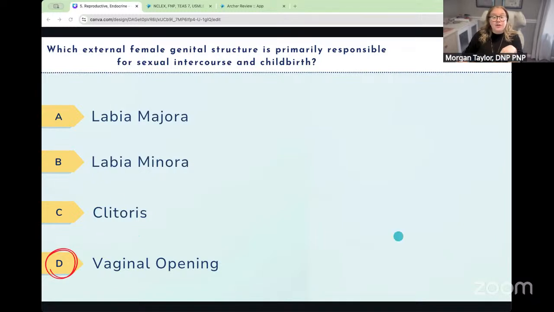And then we have the clitoris, remember, homologous to that bulb of the penis in the male reproductive system. It is for sexual arousal. So, of course, important for sexual intercourse, doesn't have a role as much so in childbirth. So, vaginal opening, best answer there.